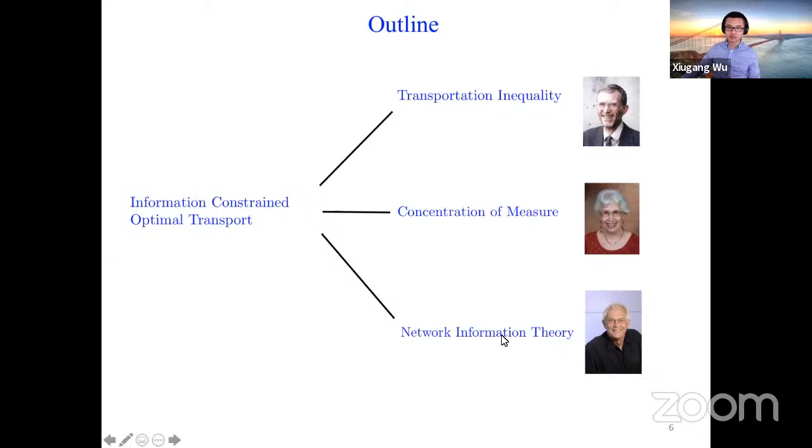And lastly, we'll show that our new transportation inequality also finds interesting applications in network information theory. In particular, the inequality can be used to resolve a long-standing open problem posed by Cover regarding the capacity of the relay channel.